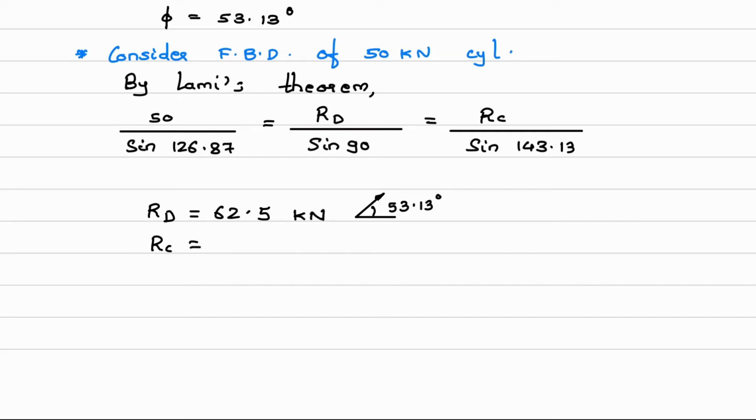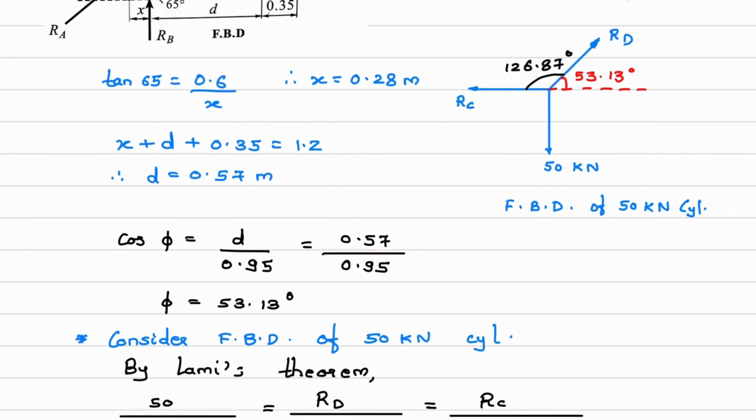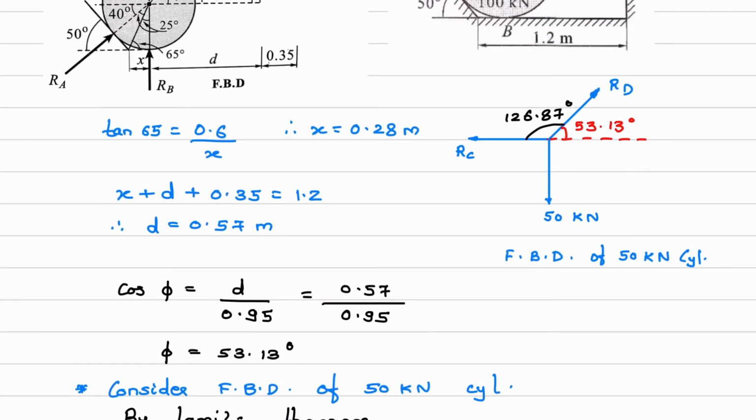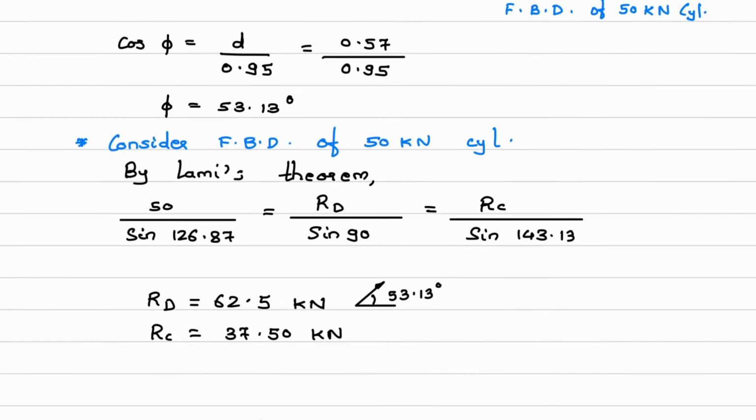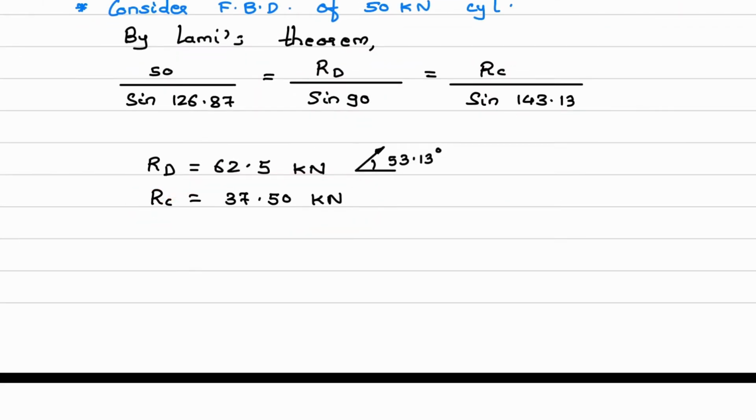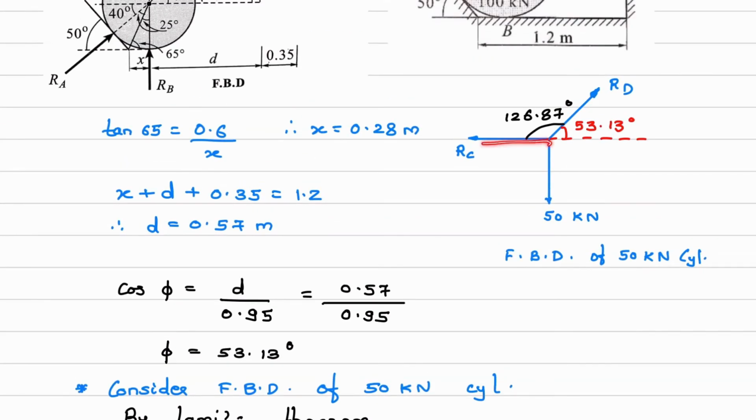And we can calculate RC also. RC is equal to 37.50 kilonewton. Now regarding the RC value, here don't get confused. When we are using Lami's theorem, there itself we have taken this RC towards the left, and since we are getting the RC value as positive, it means the direction which we have shown is right. It's not that RC is positive so the direction is towards the right. So be careful over here. Whatever direction of RC we have shown over here is correct. Its meaning is like this: RC is positive, so the direction will be towards the left.